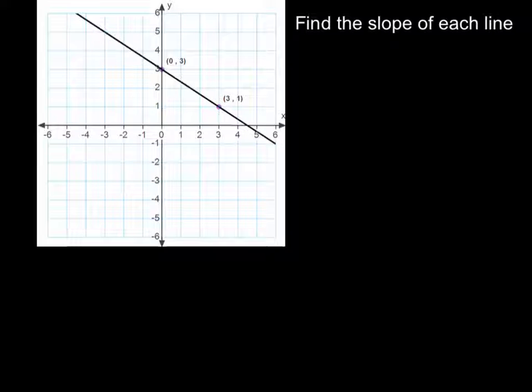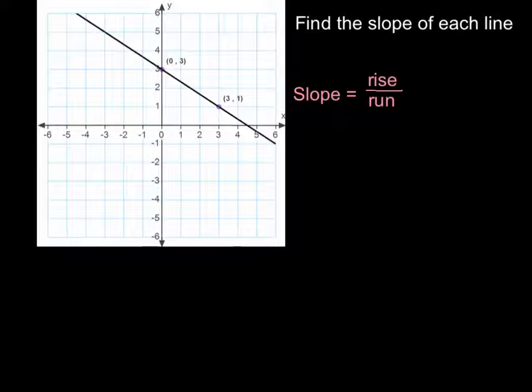Today we're going to go over the Benchmark 10 Quiz A. In problems 1 through 3, we are asked to find the slope of each line. In problem 1, we have a point at 0, 3 and one point at 3, 1. If you remember from our lessons, the slope equals rise over run.